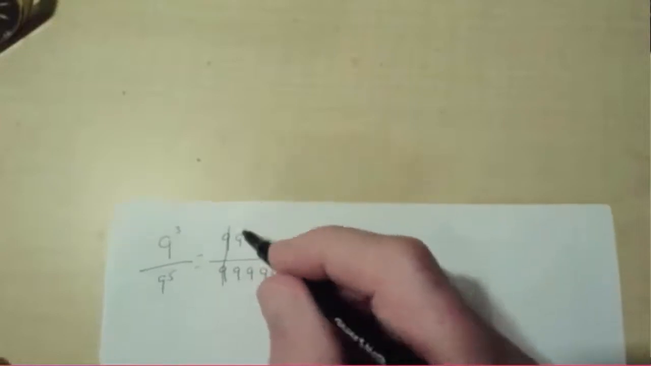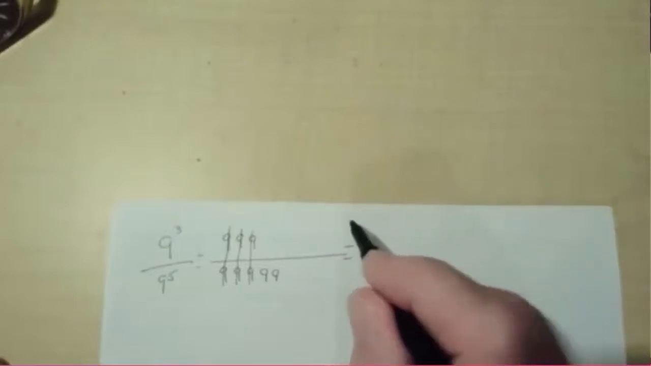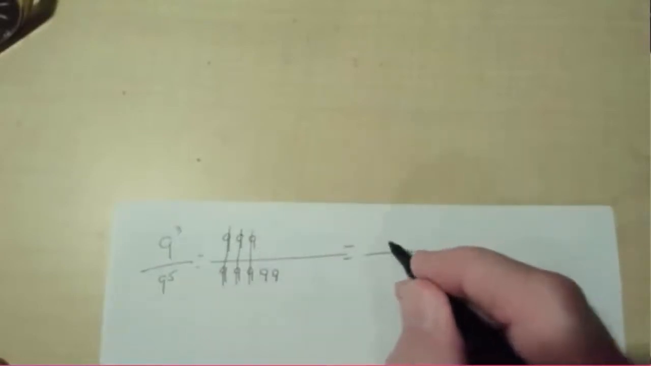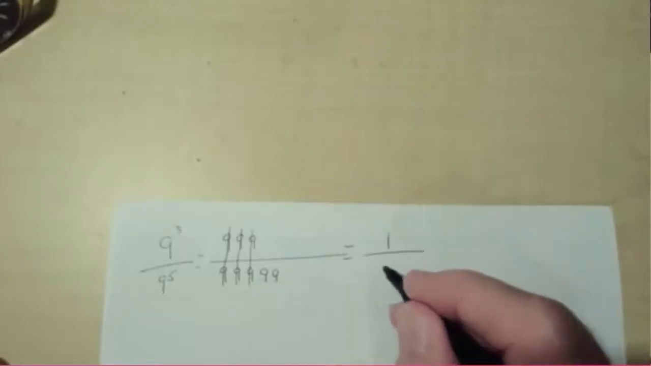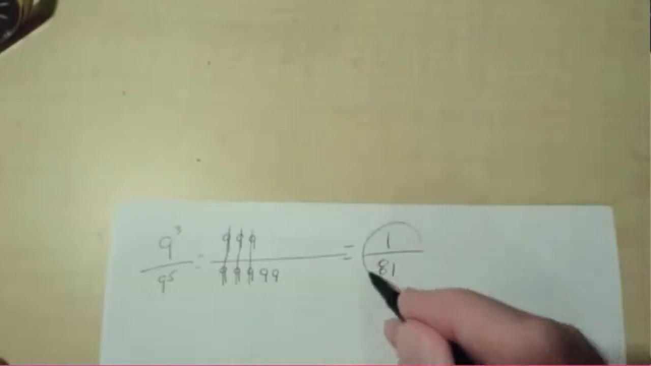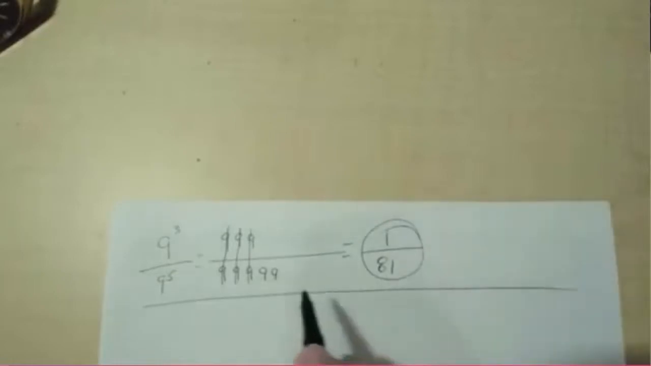9 divided by 9 is 1. 9 divided by 9 again is 1. 9 divided by 9 is 1. So what do we have left? The numerator is 1. The denominator is 9 times 9, which is 81. 1 over 81. Right? Okay. Everybody okay with that?